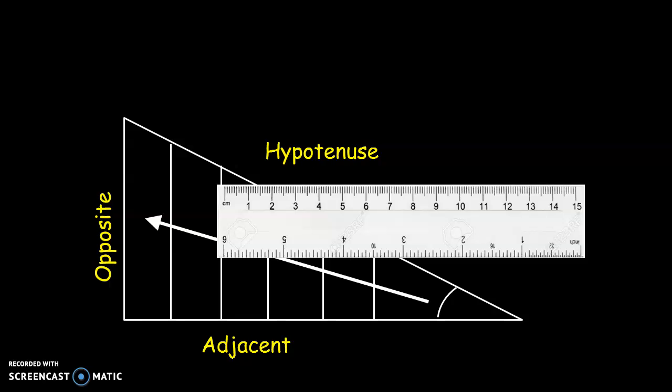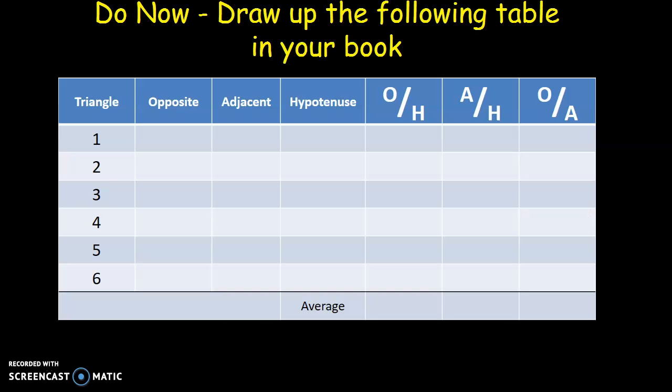Oh yeah, and we're going to use a ruler. Here's our table that we're going to fill out. Hopefully I'm organized and I've printed this out for you. And you've got triangle 1. You're going to measure the opposite, the adjacent, and the hypotenuse. And then I'll talk about that soon.